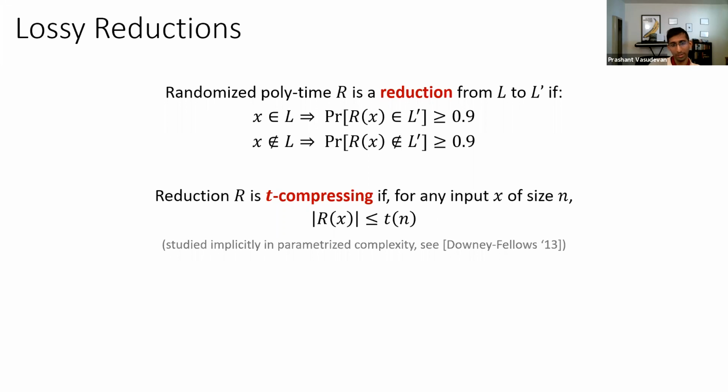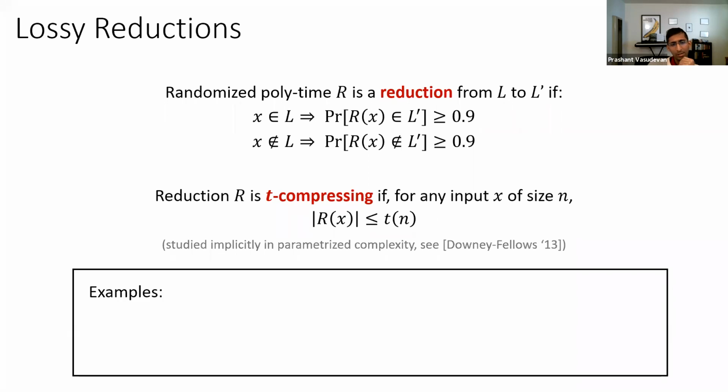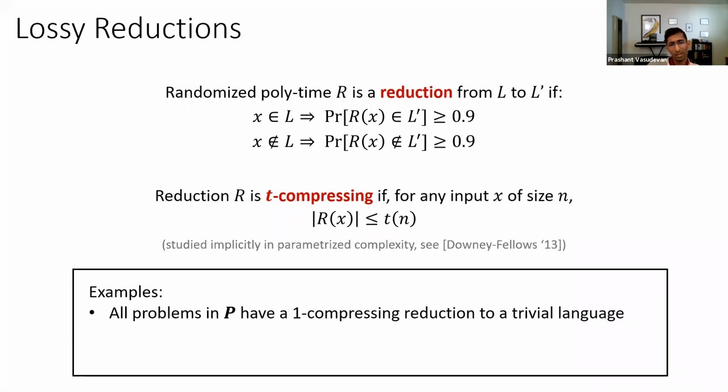So this is a compressing reduction. And this is a concept that comes up very often in different forms in parameterized complexity. It has been widely studied in various settings. And you can see some very simple examples.